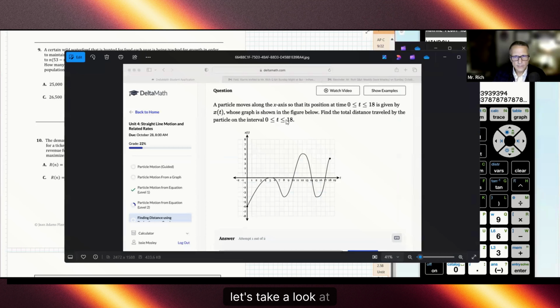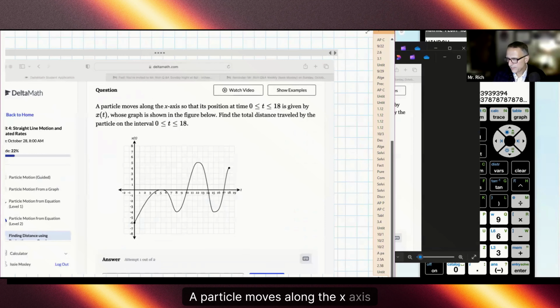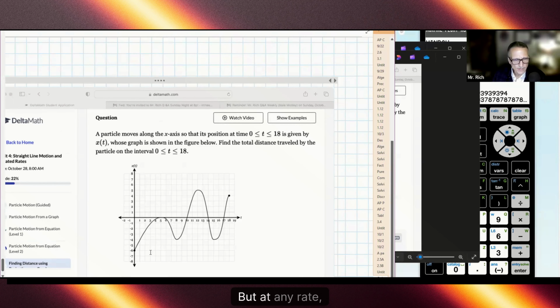All right, let's take a look at Issy's problem here, Delta Math. A particle moves along the x-axis so that its position is given by x of t. So unlike the previous problem, we are looking at a position problem here. Find the total distance traveled by the particle on the interval from 0 to 18. Okay, and is this a multiple choice problem? No.